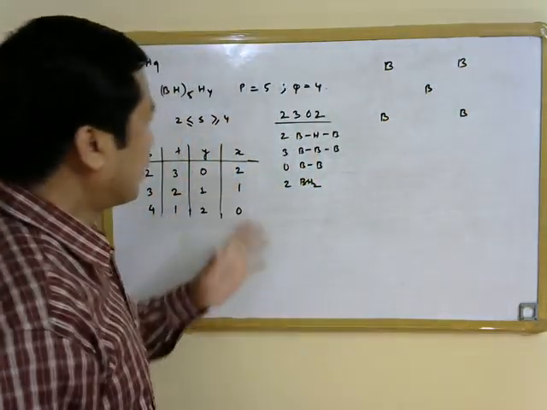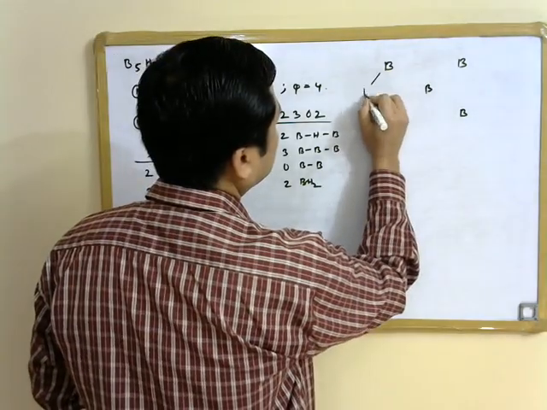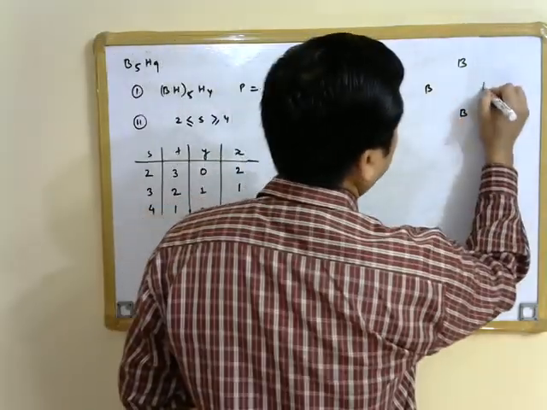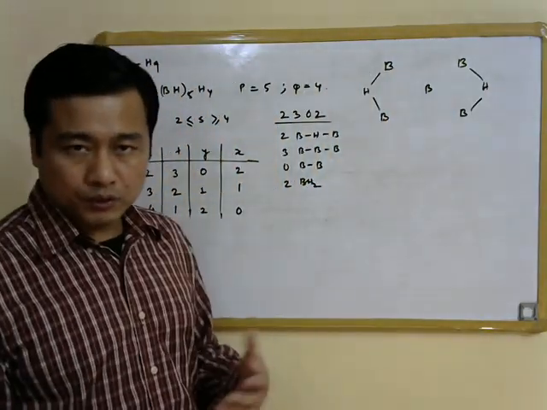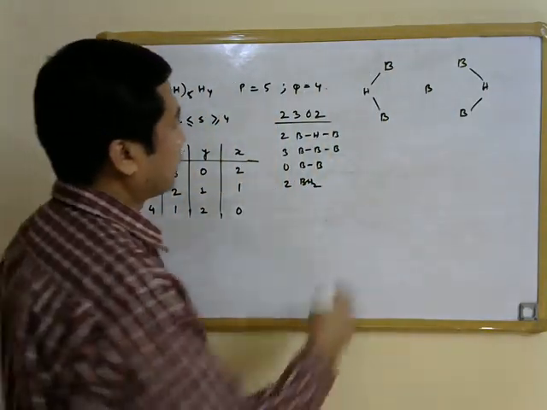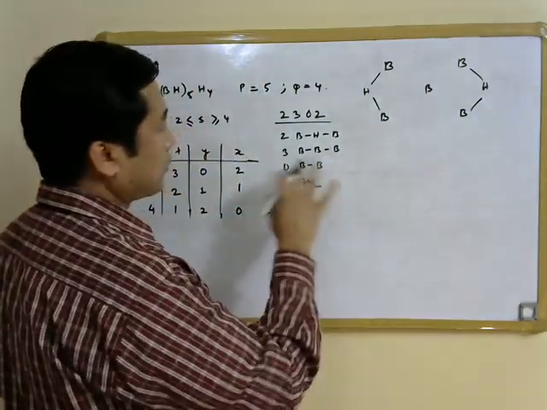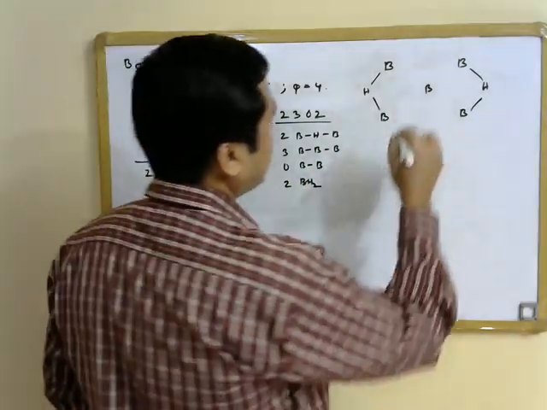And we will have to draw 2 BHB linkages between these boron centers, and we will try to draw the bonds in a more symmetric way. So 2 BHB linkages we have drawn. Now we have to draw 3 BBB linkages.